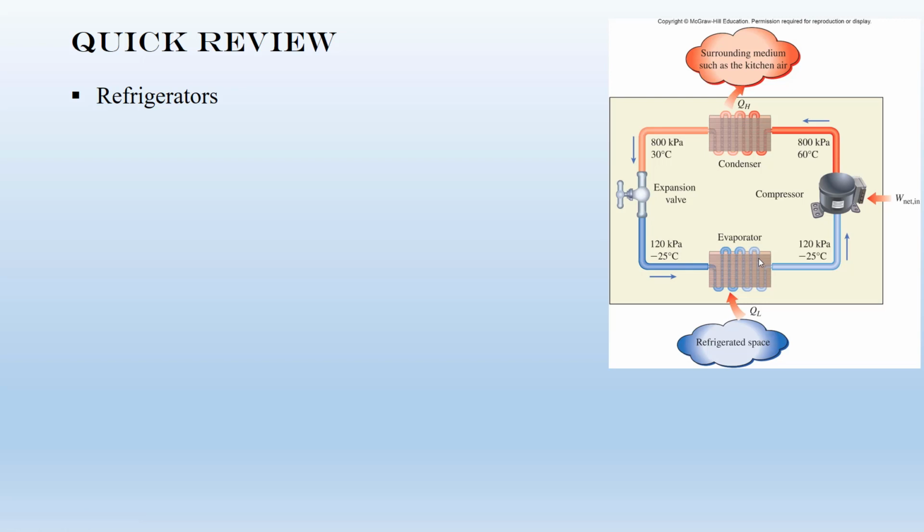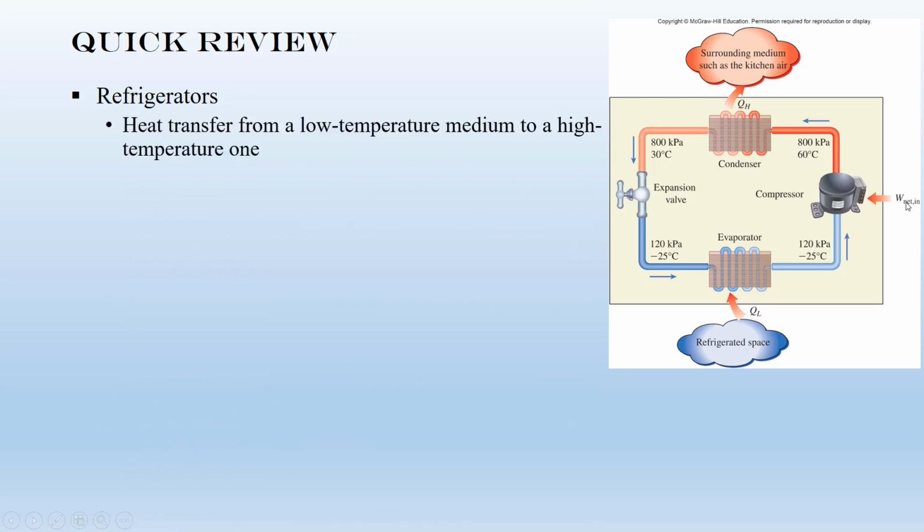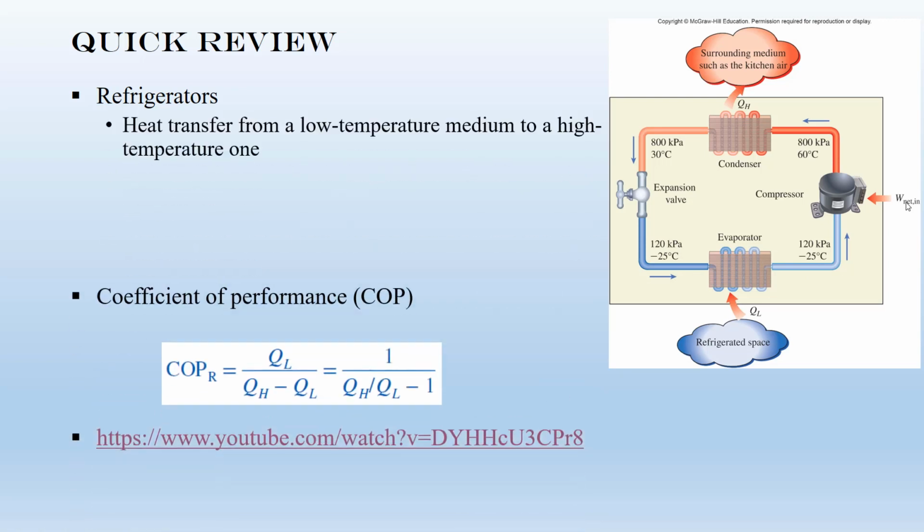If you want to calculate the COP, the coefficient of performance, of this refrigerator, you can divide the desired output, which is QL, over the required input, which is W net. So it's possible to show that the COP of a refrigerator can be determined from one of these two correlations. Let's watch this short video that shows the different parts of the refrigeration cycle.